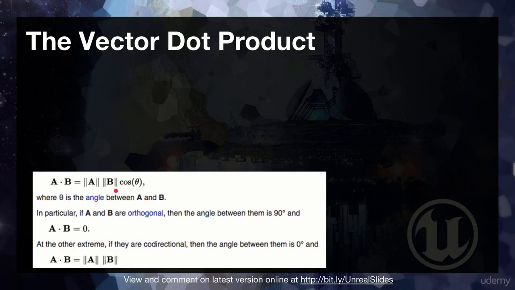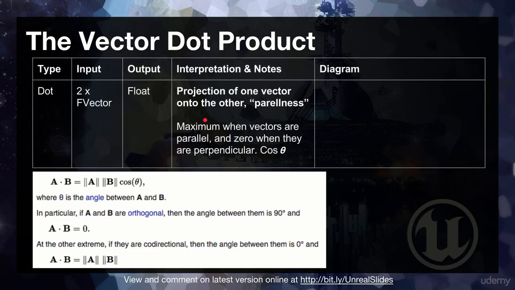I'm making sure the size of those are both 1 at the most. Okay, so then we're really focusing on just the angle. So another way of interpreting the dot product is it takes in two F vectors. It outputs a float. What is it? It's the projection of one vector to the other.